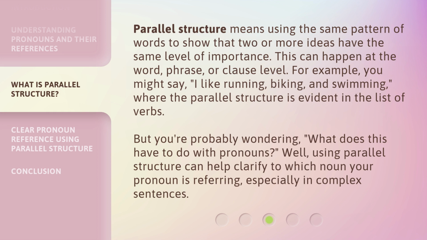Parallel structure means using the same pattern of words to show that two or more ideas have the same level of importance. This can happen at the word, phrase, or clause level. For example, you might say, "I like running, biking, and swimming," where the parallel structure is evident in the list of verbs. But you're probably wondering, what does this have to do with pronouns? Well, using parallel structure can help clarify to which noun your pronoun is referring, especially in complex sentences.